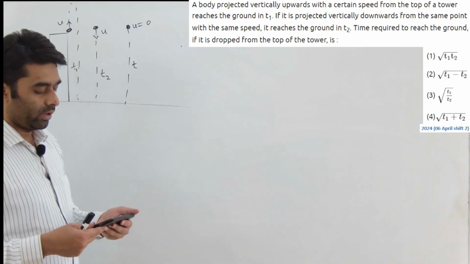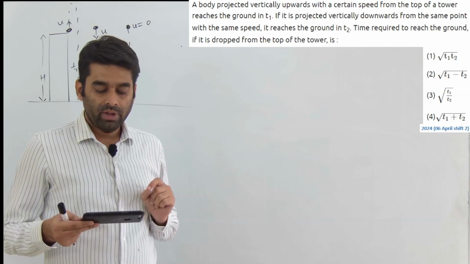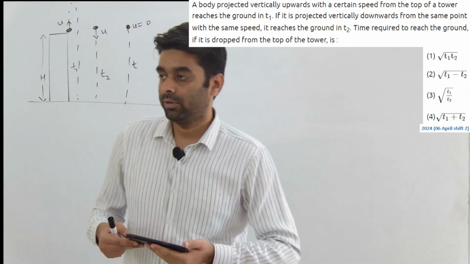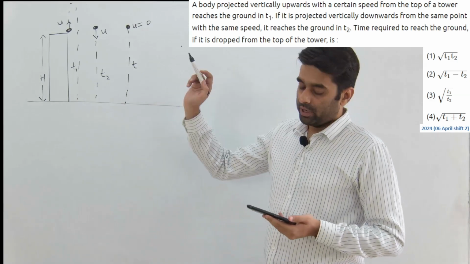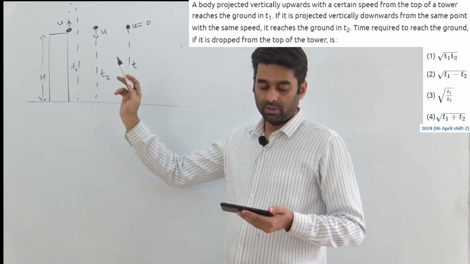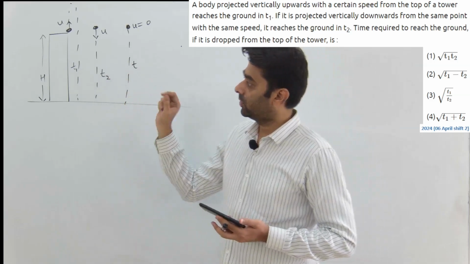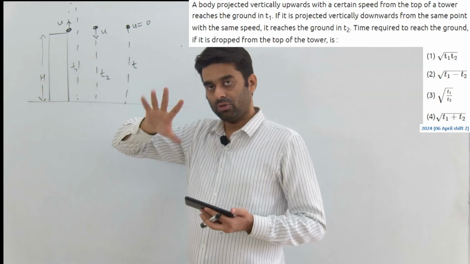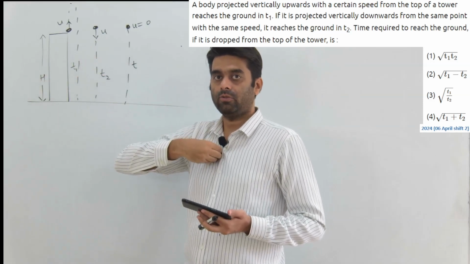Yes, so let us see. What we have is a body projected vertically upward. I have drawn the figure for you people. See over here. A body projected vertically upward with certain speed from the top of a tower reaches the ground in time t1. So the situation is that a tower, let's consider its height is h. It's not given to us. We have taken height as h over here.